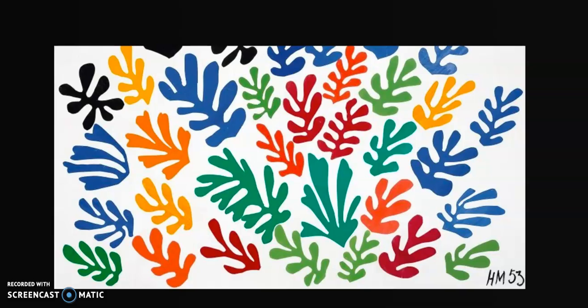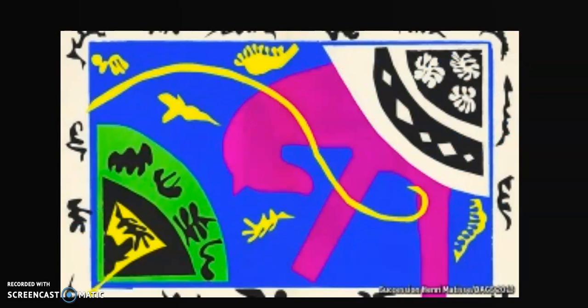Here's another example of one of Matisse's famous collages. Now, what kind of shapes do you see in this one? If you said organic, you're perfectly correct. This collage has no geometric shapes. I only see free-form shapes that almost look like something from nature, maybe leaves or coral from the ocean. So this is organic shapes in Matisse's collage.